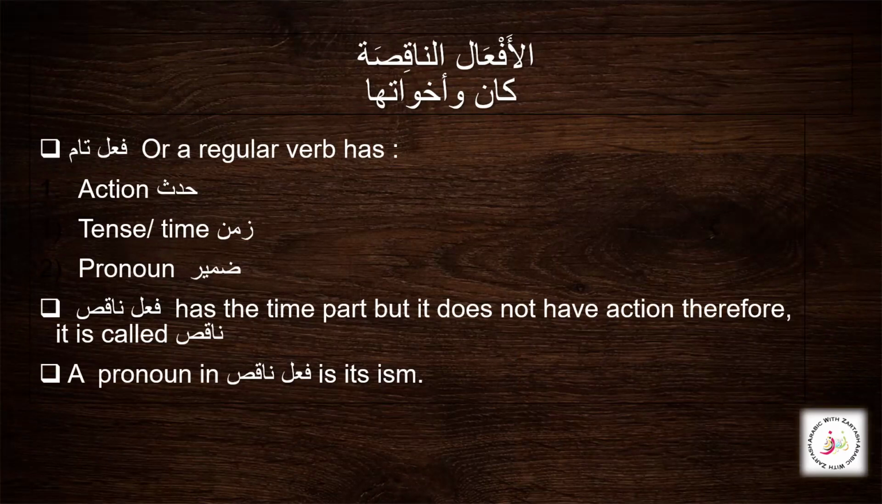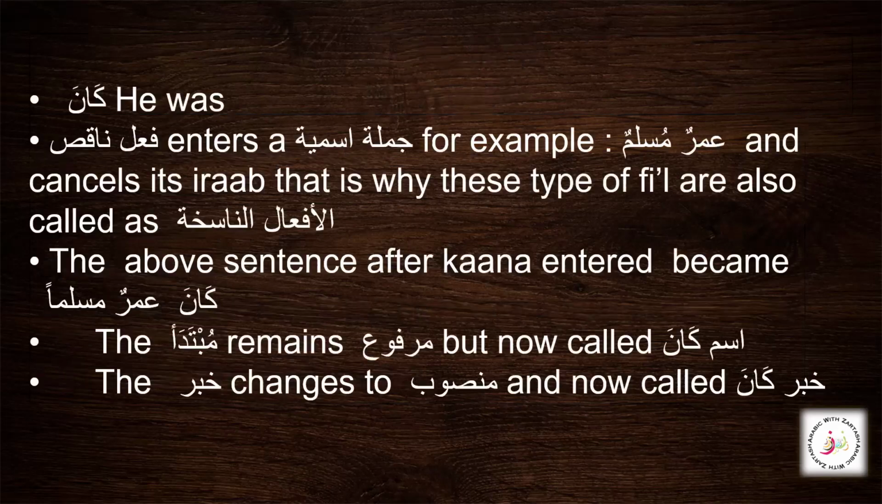So let's continue. We learned that this fi'l naqis, this Kana and its sisters, enter a Jumla Ismiya, like we did in the example in the last session. Umarun Muslimun, we know that this is Mubtada and Khabar, our Jumla Ismiya. So what a fi'l naqis does is cancel its irab, and that is why we also call it a fi'l nasikh, because it cancels out its default states, that is Mubtada and Khabar.